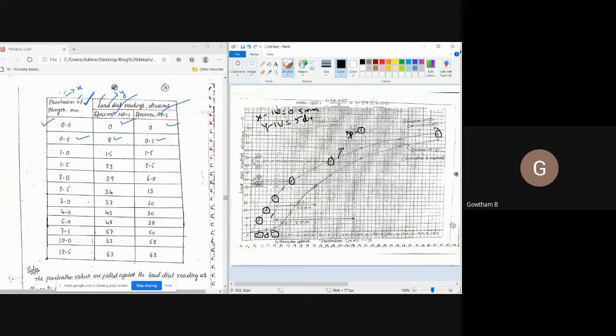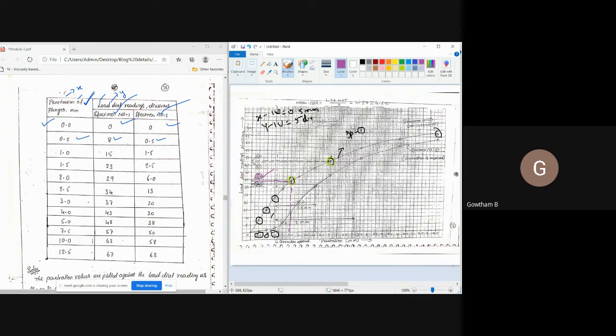Once it is done, you have to concentrate on two values: the value marked at 2.5 mm penetration and the value marked at 5 mm penetration. Now, what you have to do is project a line from 2.5 mm penetration to the curve and project back to the y-axis and note down this value, which is equal to 34 divisions.